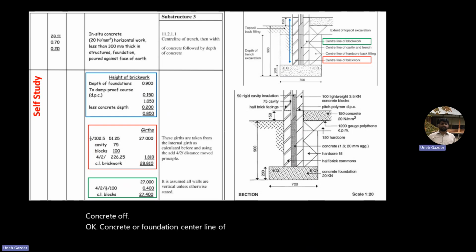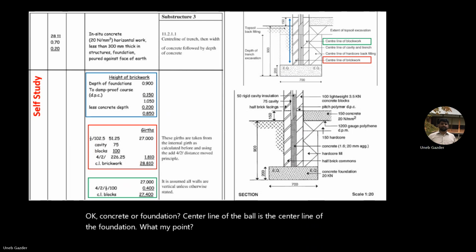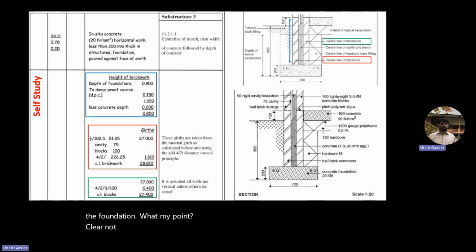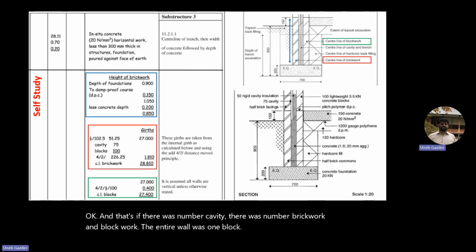Center line of the wall is the center line of the foundation. Okay, this is my center line, right? Center line of cavity, center line of foundation. So the center line calculation which you did for foundation will apply to cavity as well. And let's say if there was no cavity, no brickwork and blockwork, and the entire wall was one block, then the center line is same for the wall as well as for the footing, no change.